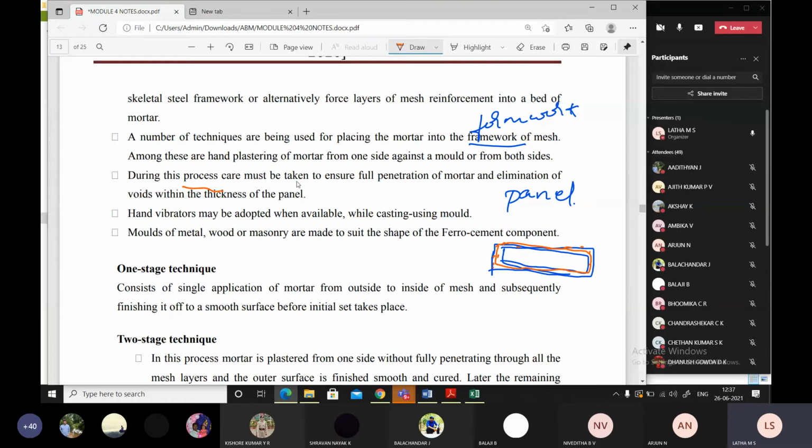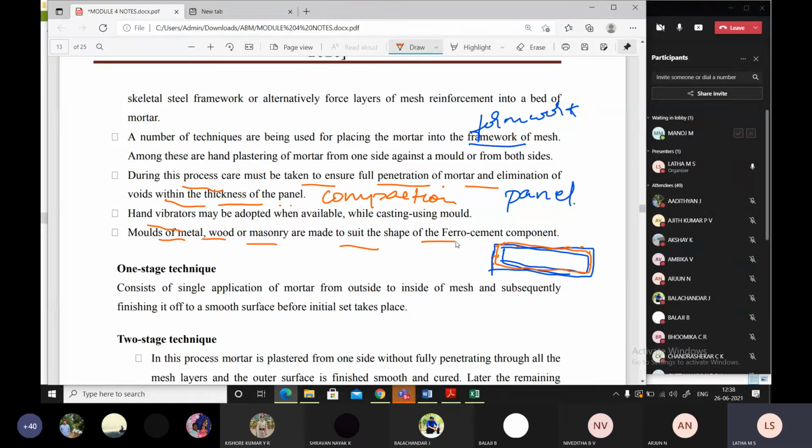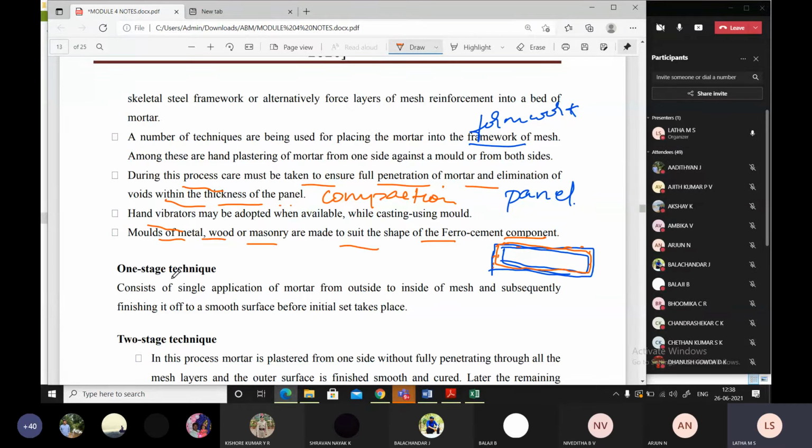During this process, care must be taken to ensure full penetration of mortar. Elimination of voids should be done within the thickness of the panel. That is, you have to compact it such that you remove the air voids. If air voids are not removed, students, it will create cracks. Cracks will be generated on the surface. Sometimes hand vibrators are used, or molds of metal or wood or masonry are made to suit the shape of the ferrocement component. So such types of molds are also available with us. So that is one type of construction which we take.